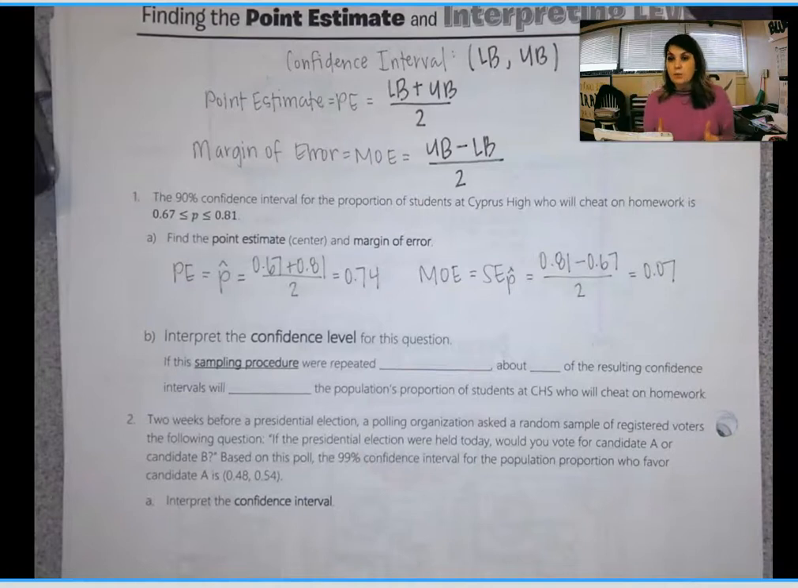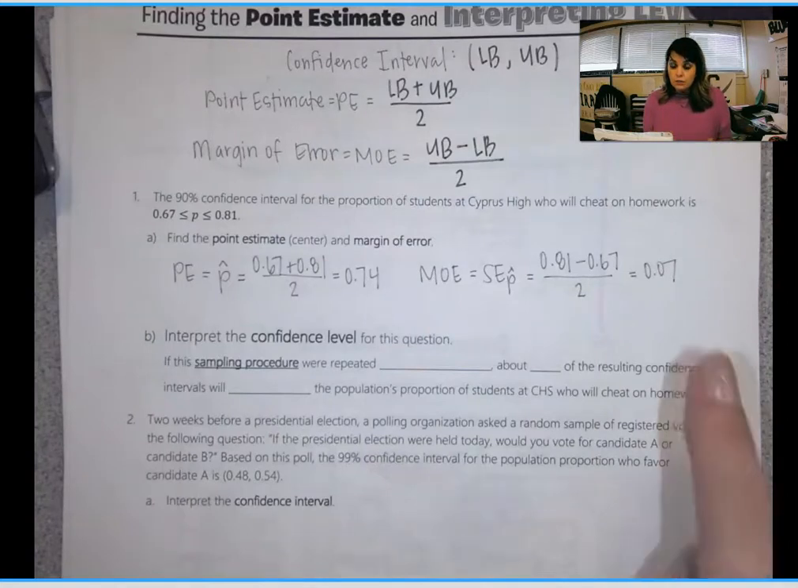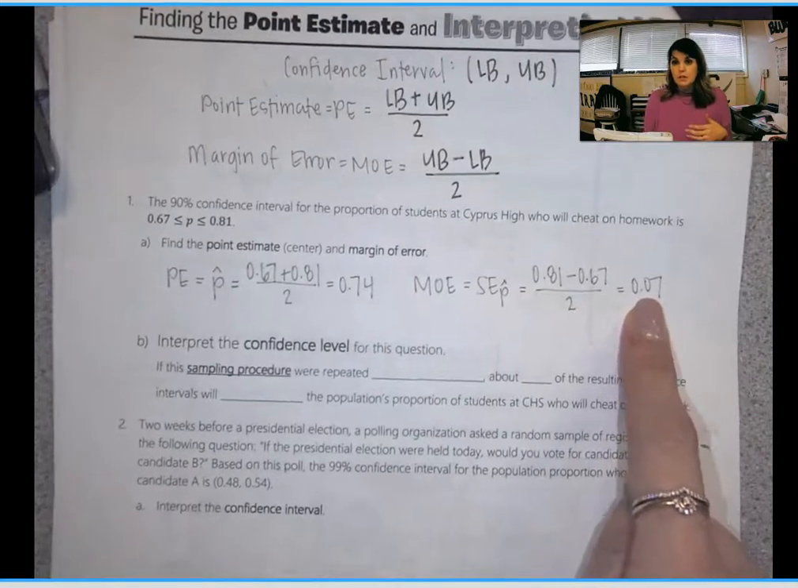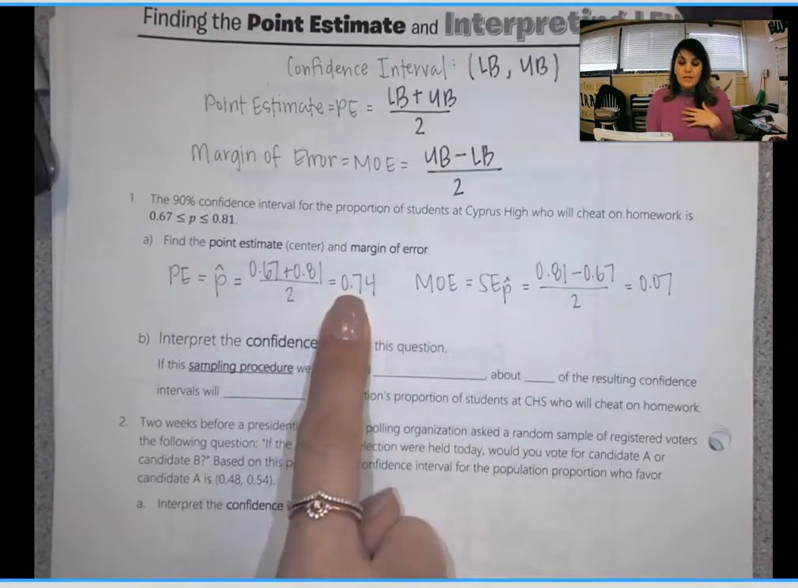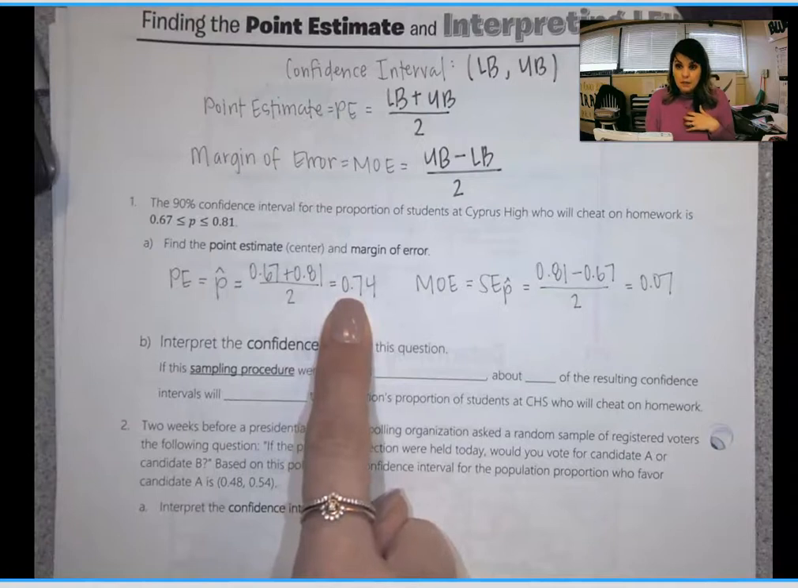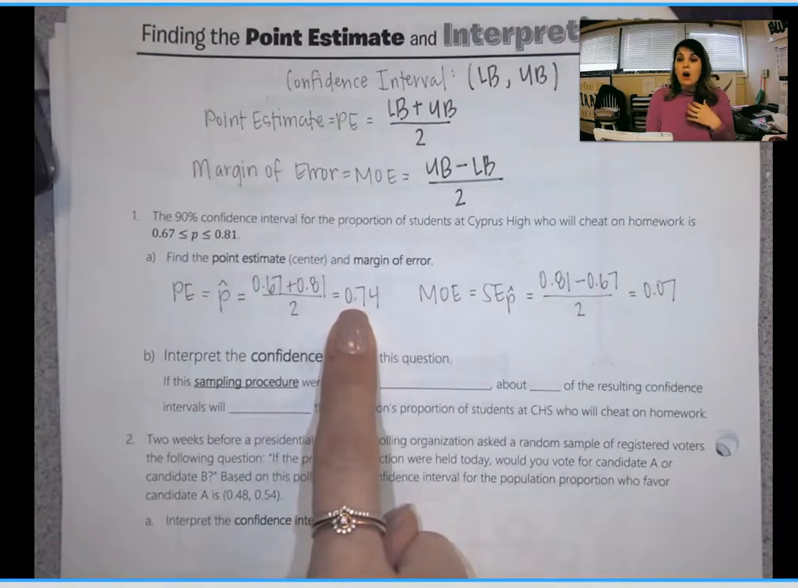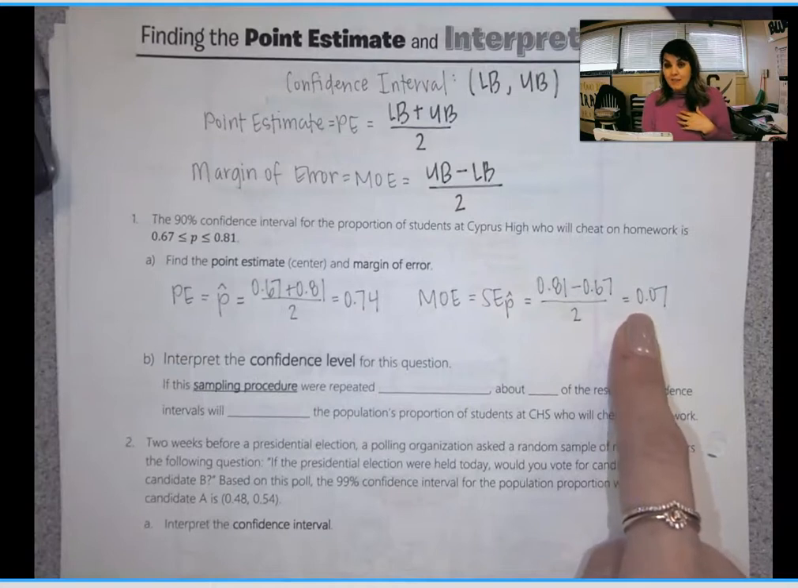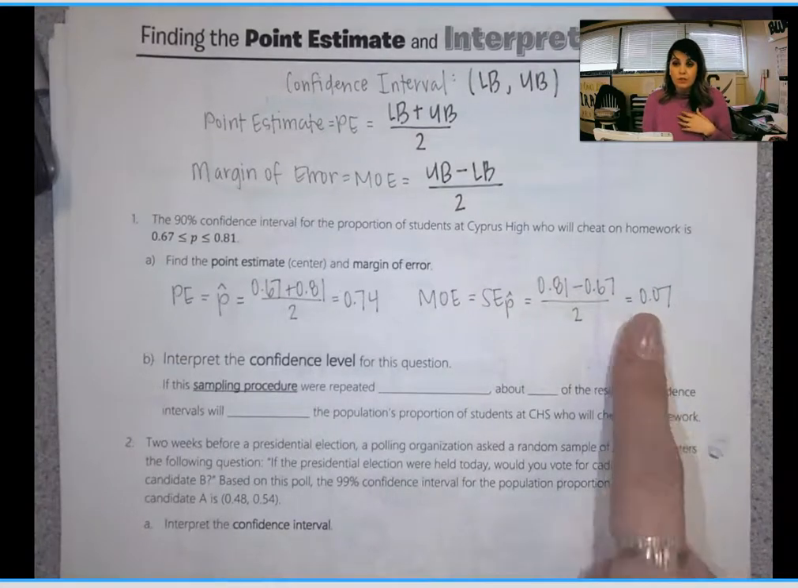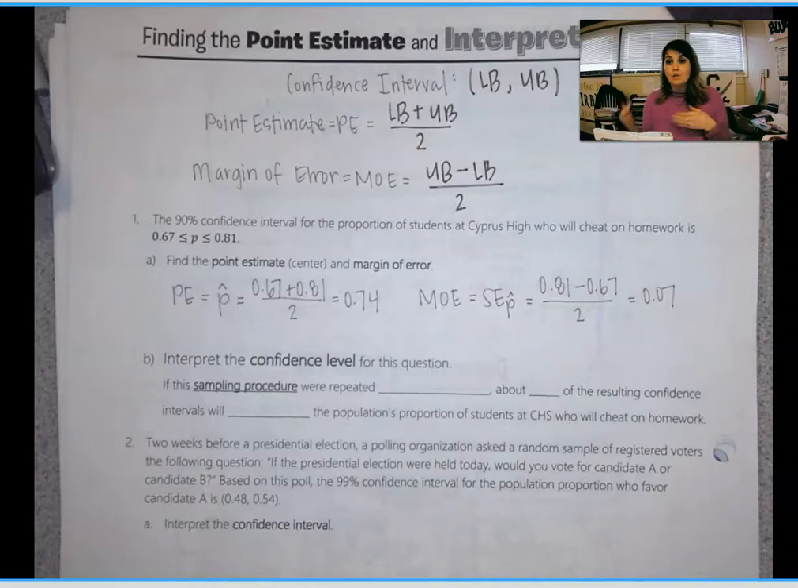So we take a sample of Cypress High School students. We find the proportion that will cheat on homework. That was 74%. How much might we be off by from the true value? 7%. So our sample value is 74%. We could be off by about 7% from the true value. So 7 below and 7 above. That's a pretty big margin of error.